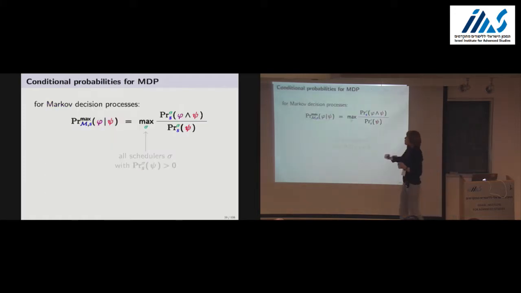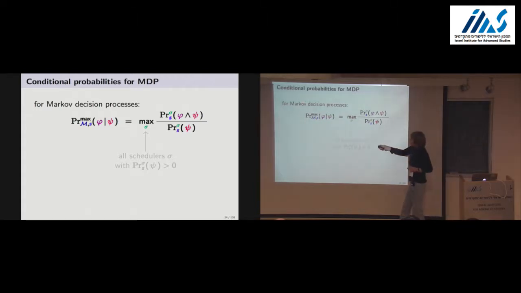Now, conditional probabilities are just defined using a quotient. The probability for phi given psi is simply defined as the quotient of the probability for the event phi and psi divided by the probability for psi. In case we deal with a Markov chain, we do not have a max or whatever here. You can just deal with this quotient.